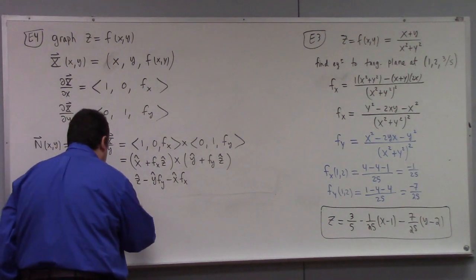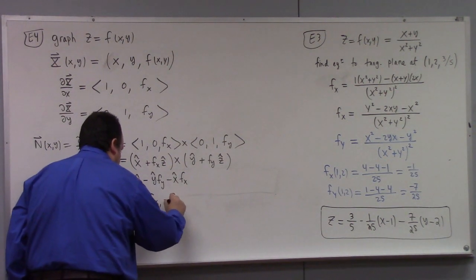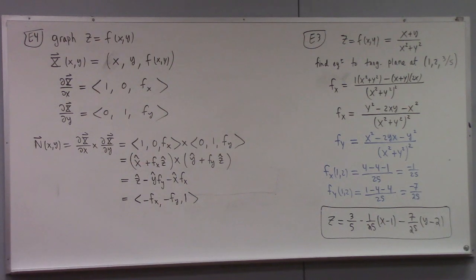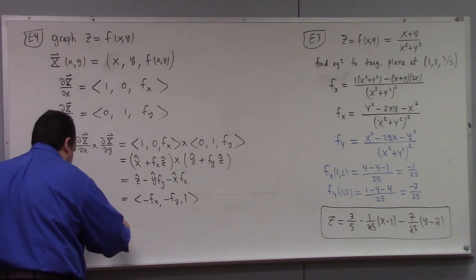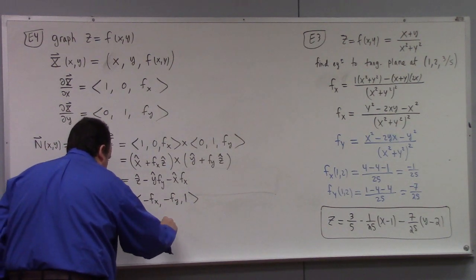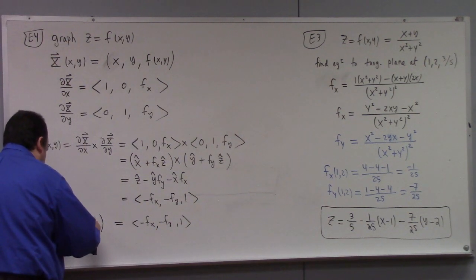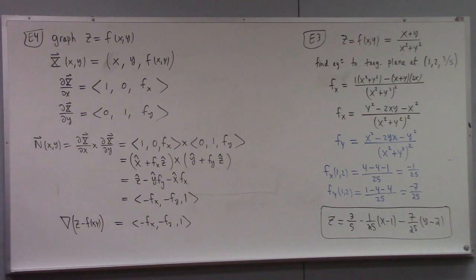Going back to the other notation, lo and behold, minus fx, minus fy, 1. What is that? Well, that's exactly the normal vector field that I erased before I wrote this example up, because we had found previously that the gradient of something was equal to minus fx, minus fy, 1, right? And the gradient that I had there, of course, was of z minus f of xy, right? Now, I got lucky, in the sense that these matched up exactly.